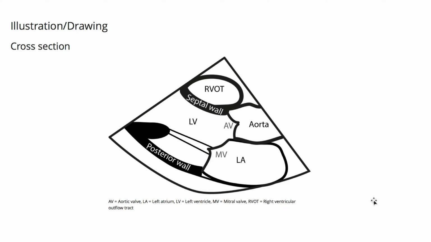This is an illustration drawing cross-section, again of the parasternal long axis view. We have the aortic valve, the ascending aorta, the left ventricle, the septal wall, the posterior wall, the mitral valve, the left atrium, and the right ventricular outflow tract.